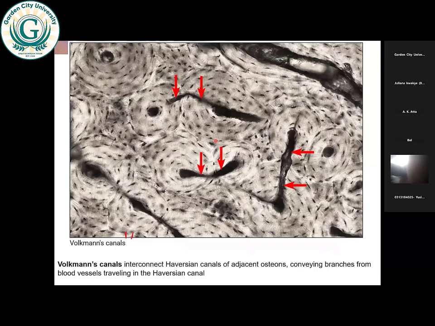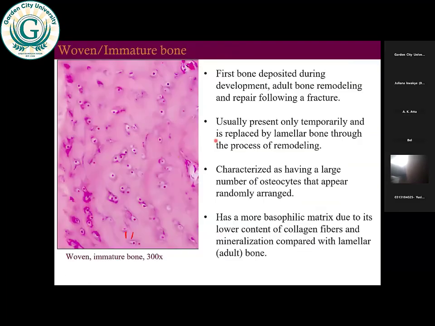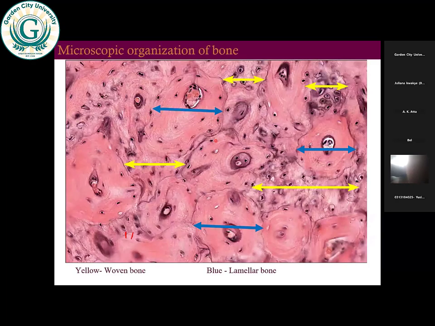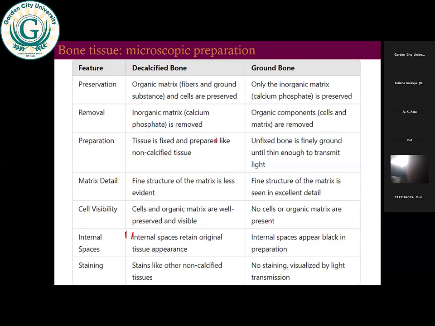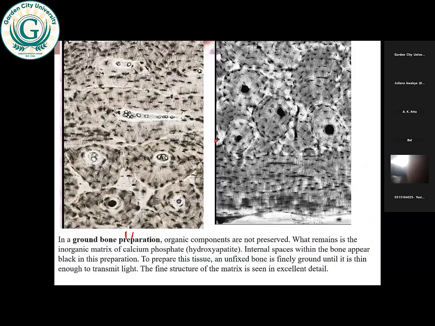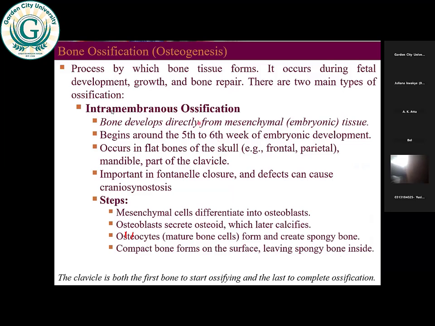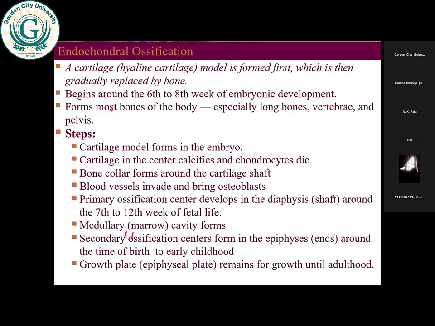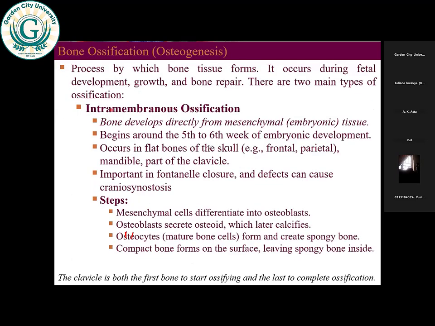I'm not going to talk about all these things. Now, how do bones form? The process of bone formation is called ossification. And there are two types. The first one, which occurs around the 5th week to the 6th week, is called intramembranous ossification. Intramembranous ossification is very, very simple.